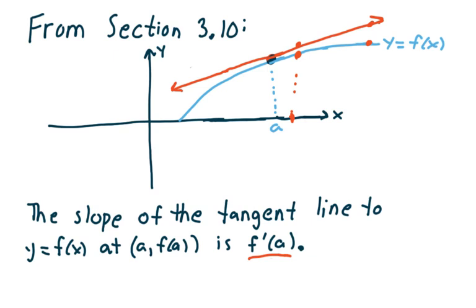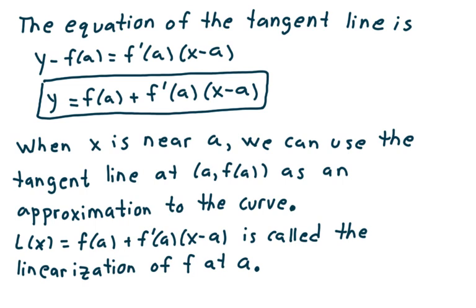So as long as x is nearby, like let's say right here, we can use the tangent line to approximate a corresponding y value on that curve. And I think that'll make more sense as we do an example. Okay, so again, when x is near a, we can use the tangent line at a, f of a as an approximation to the curve.